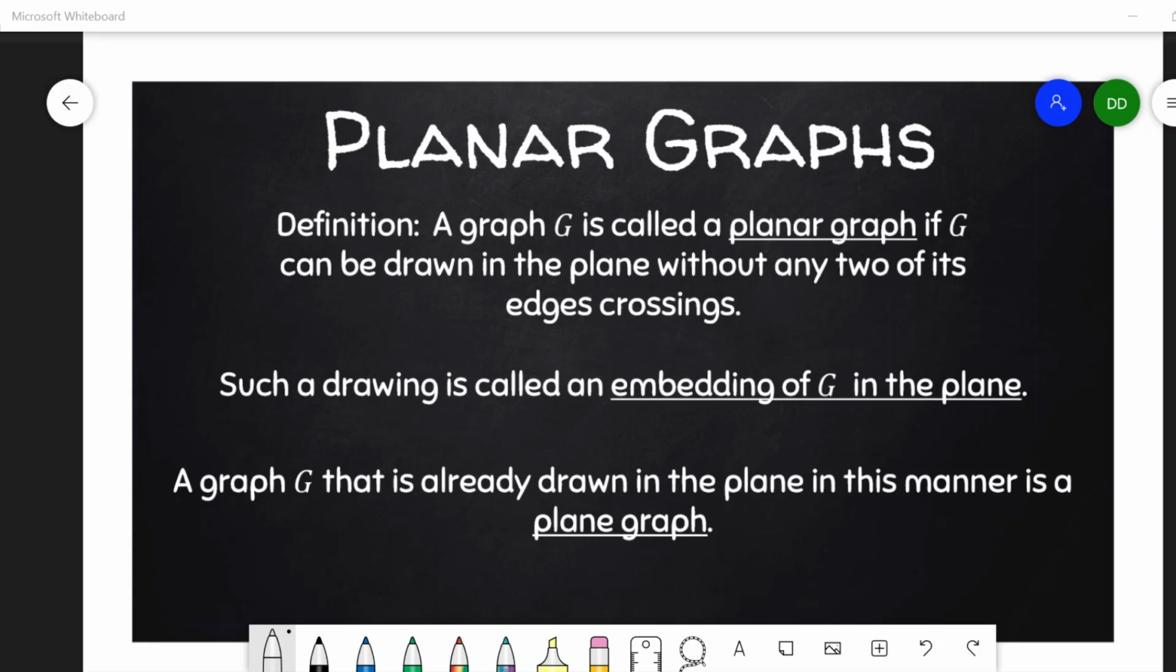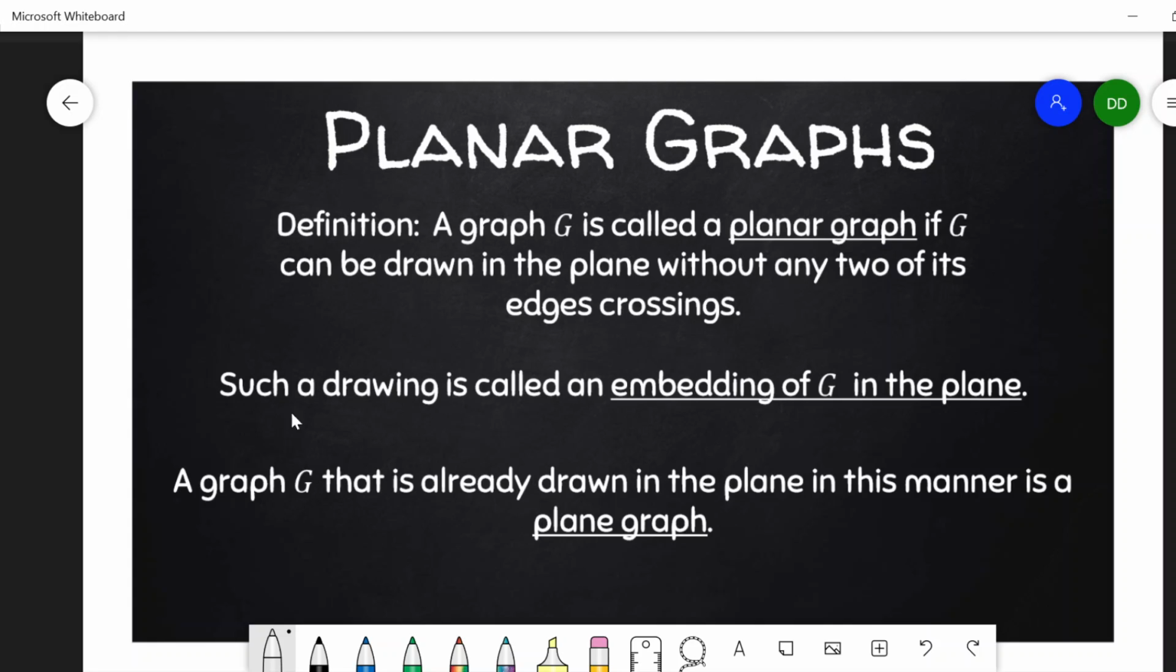In this video, we introduce planar graphs and we prove the Euler identity for planar graphs. So to start with, what's a planar graph? A planar graph is a graph that can be drawn in the plane without any two of its edges crossing.